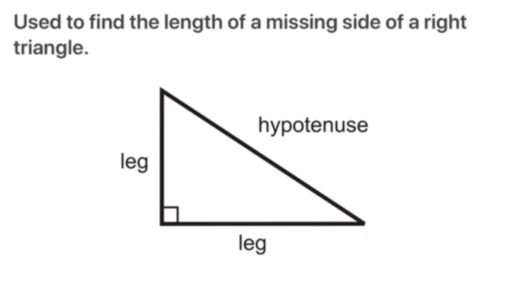So the main thing the Pythagorean theorem is used for is to find a missing side length of a right triangle. So if we have a right triangle, which is a triangle that has one right angle, and we know two sides, we can find the third side using this formula.